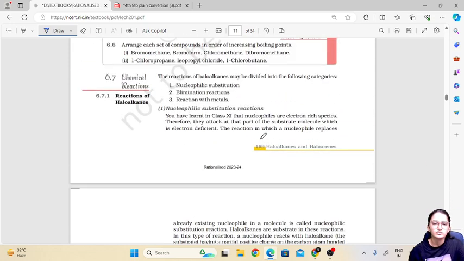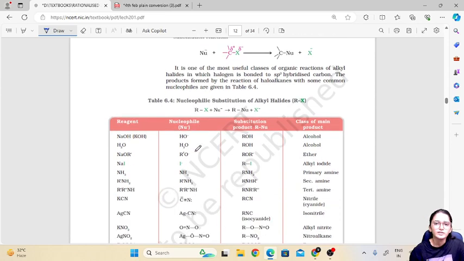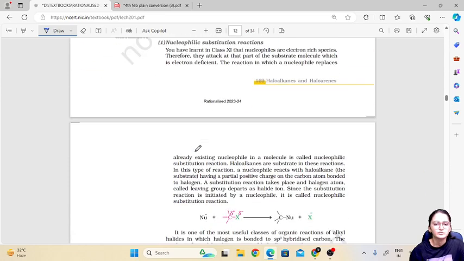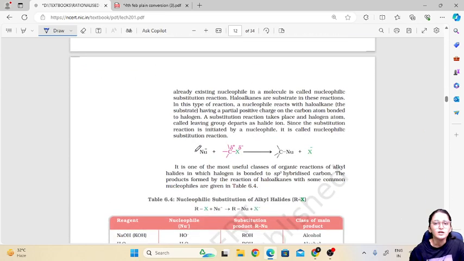Then about reactions, first of all we will see nucleophilic substitution reactions. What is a nucleophilic substitution reaction, that we have to understand first. Nucleophilic substitution means nucleophile. Nucleophile we have learned in 11th standard. Nucleophile is the species which has a negative charge or which is nucleus loving. Okay, so it will always have a negative charge.